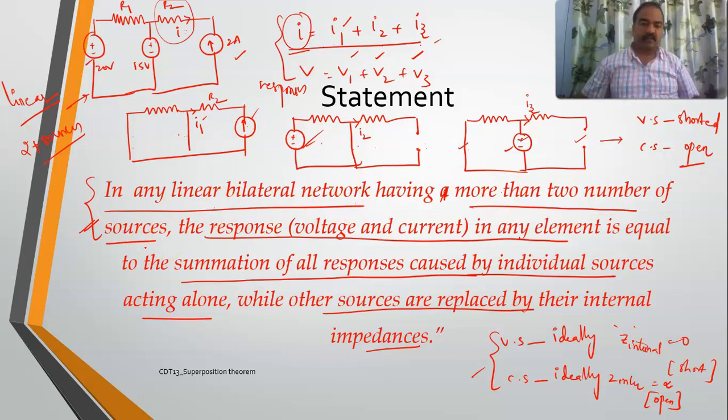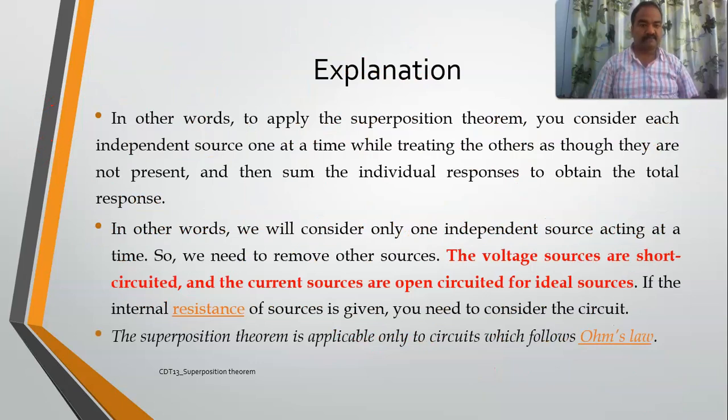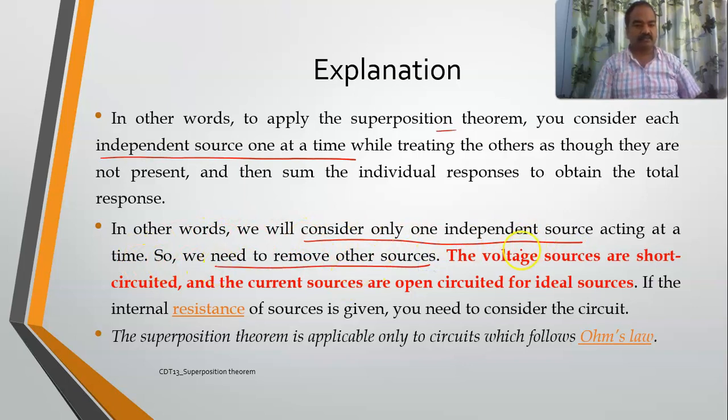Okay. Now, what I want, the response in any element is equal to the algebraic sum of the responses caused by individual sources, while other sources are replaced by their internal impedances. Understood now? So, to apply the superposition theorem, you should consider an independent source one at a time, while treating the others as though they are not present. See, we will consider only one independent source acting at a time. So, we need to remove other sources.